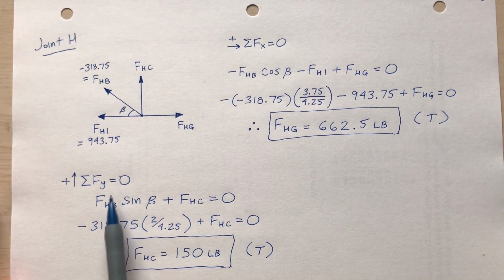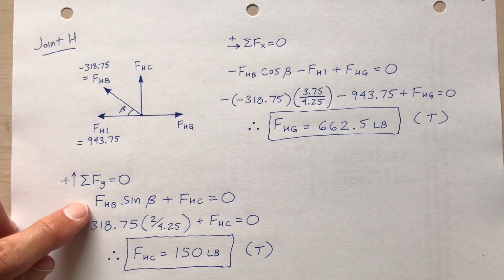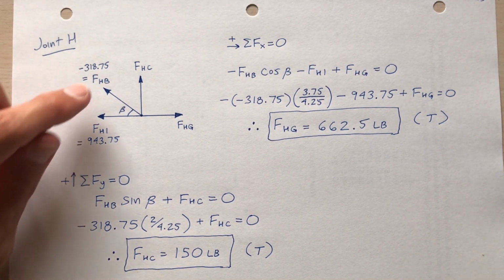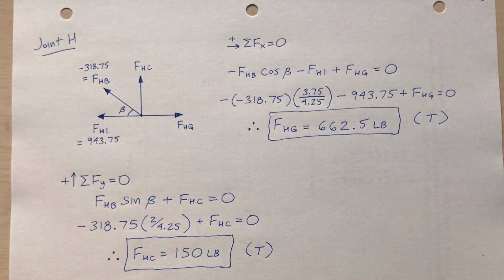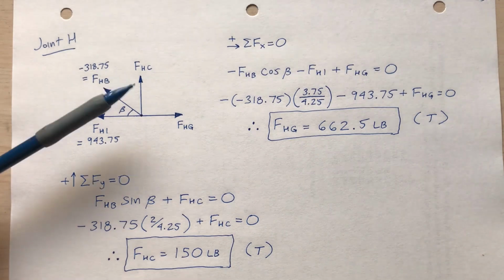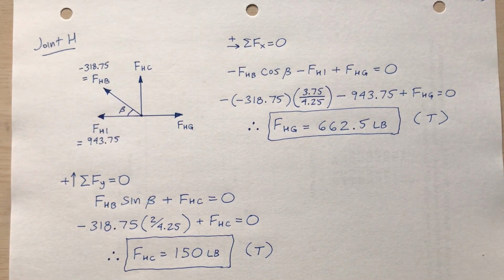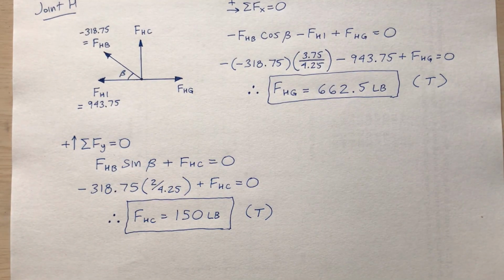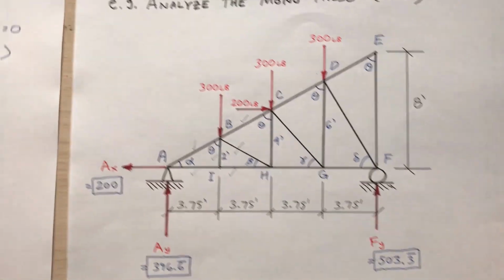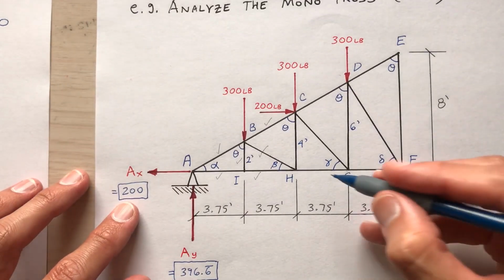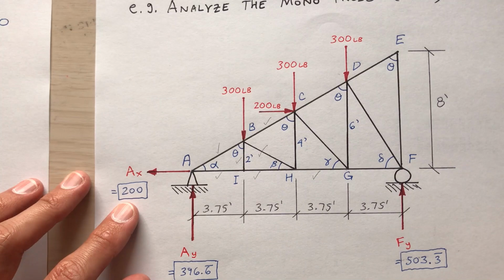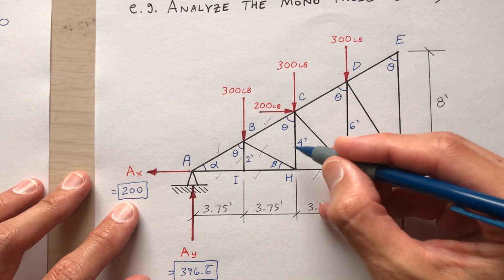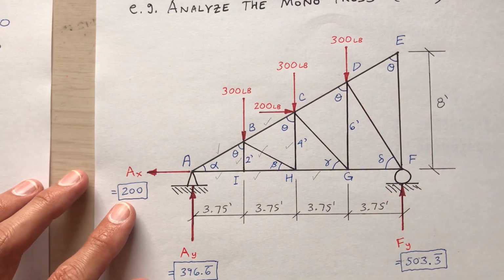And there it is. So the sum of the forces in the y direction is 0. F sub HB sine beta, the vertical component of this vector, plus F sub HC, that vector is purely vertical. So doing the arithmetic, F sub HC is 150 pounds in tension. So let me go back to my original drawing. What did I just find? F sub HG, that was the 662.5 pounds in tension. And F sub HC, 150 pounds in tension. So now I got that.